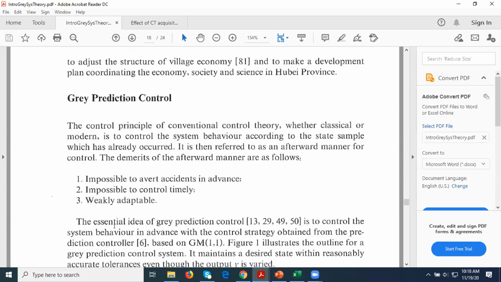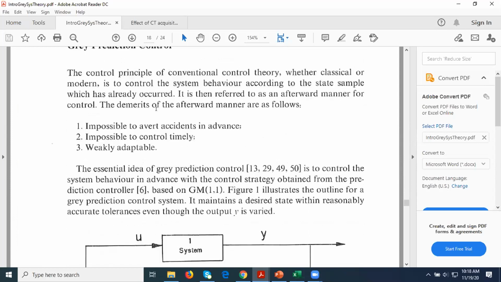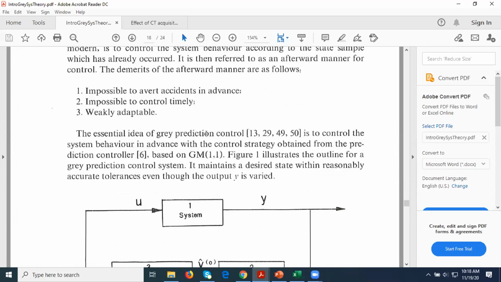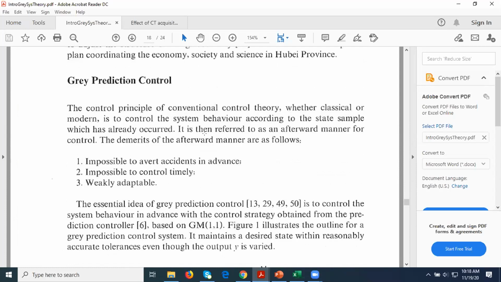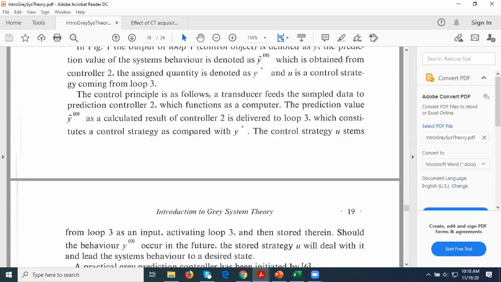Okay, grey prediction control. How can we control the values? That's why we are using the control system. In the control, you can see this is the control system diagram. Here they are predicting the behavior of the control system. That is also possible by using this gradation analysis.